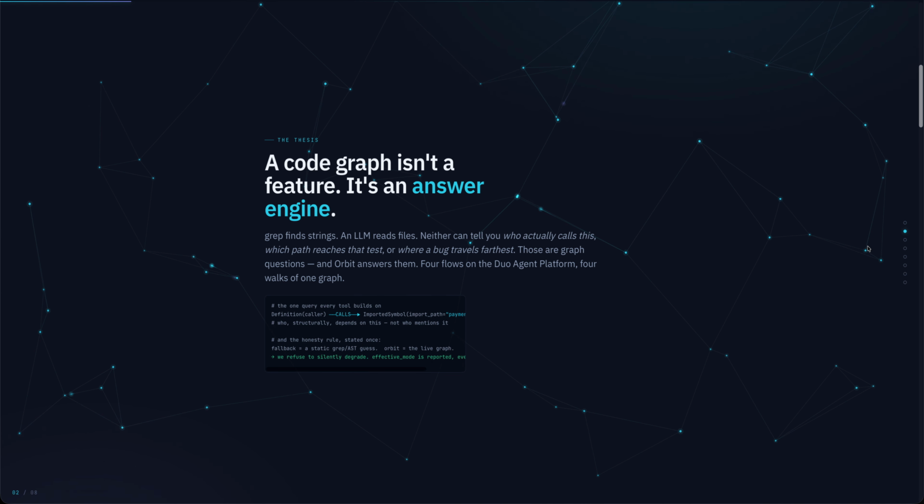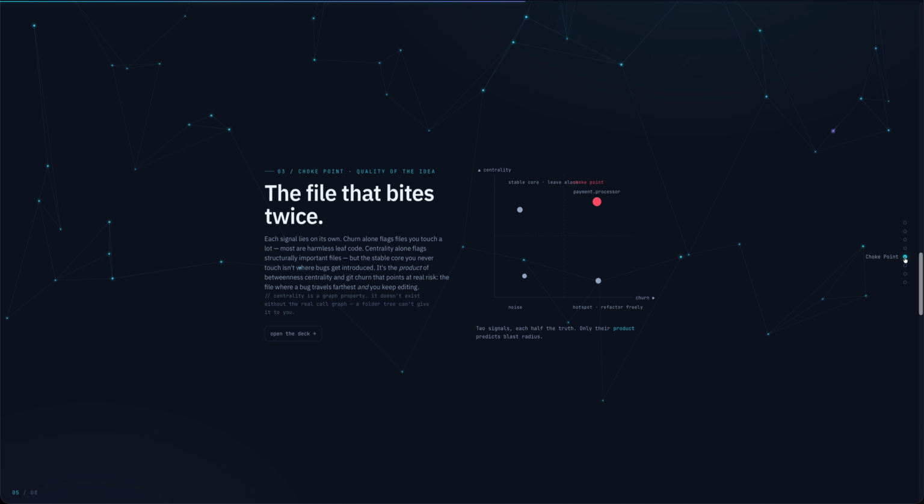I am, by the way, a big believer in the fact that a code-based graph should not just be a passive feature, it should rather be an answer machine, it should be an answer engine. Anyways, today I'm going to walk you through the third tool of the four, Chokepoint. It tells you exactly which file you need to fix before it takes down your entire system.